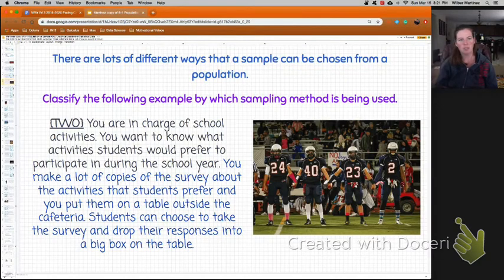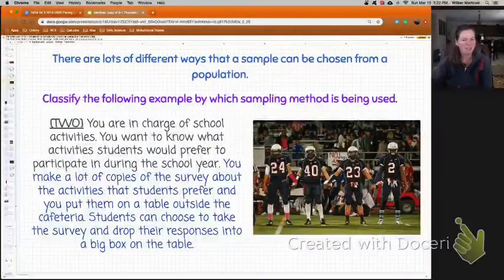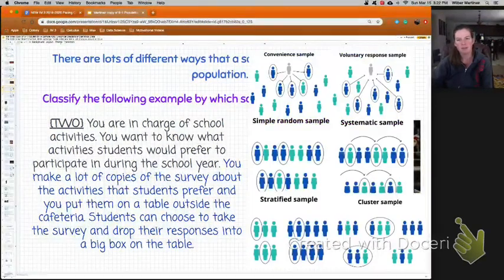The next one, you're in charge of school activities. You want to know the activities students prefer to participate in during the school year. It says you make a lot of copies of the survey about the activities that students prefer, and you put them on a table outside the cafeteria. Students can choose to take the survey and drop their responses into a big box on the table. So again, here's all the different types. This one is one of the biased ones. So notice that this is the one about a volunteer response sample. This is volunteer response sampling.